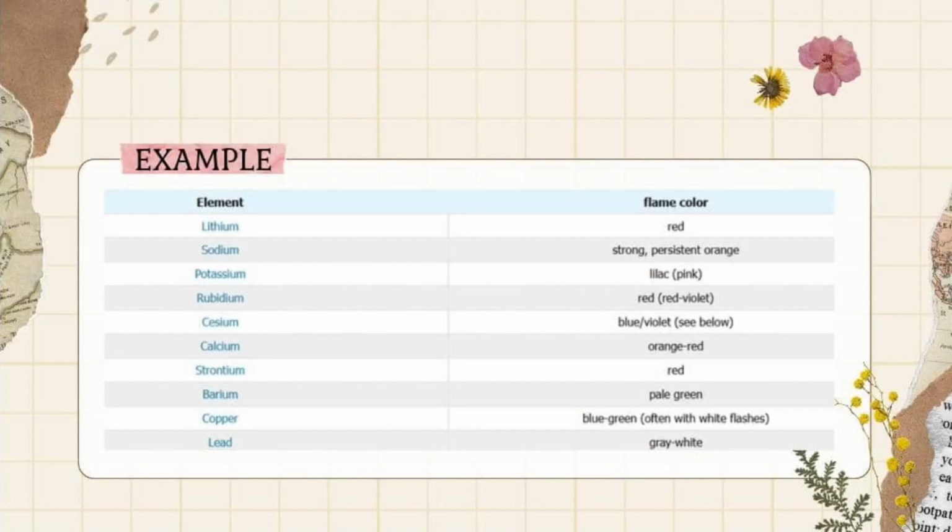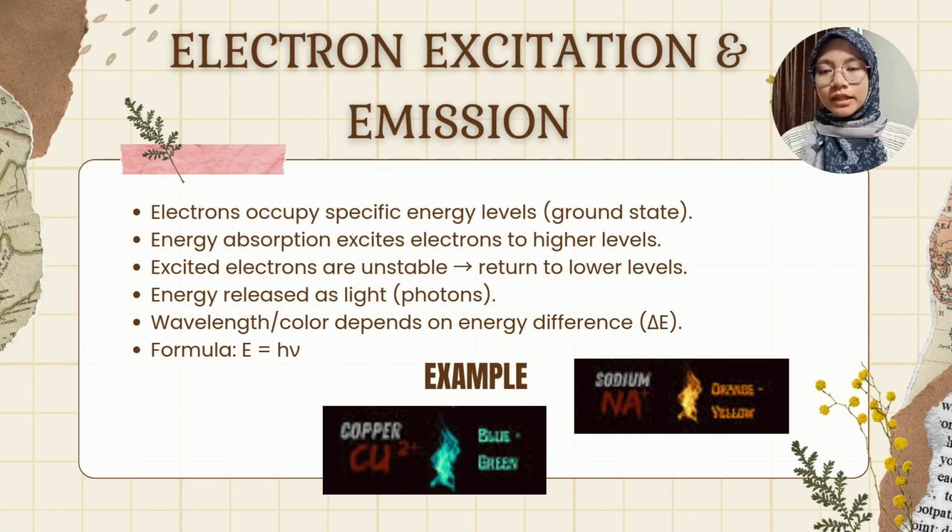Meanwhile, for strontium, the flame color is red, and for barium, the flame color is pale green. For copper, it was blue-green, often with white flashes. And lastly, for lead, it was gray-white. Now, let's explore the electron excitation and emissions.